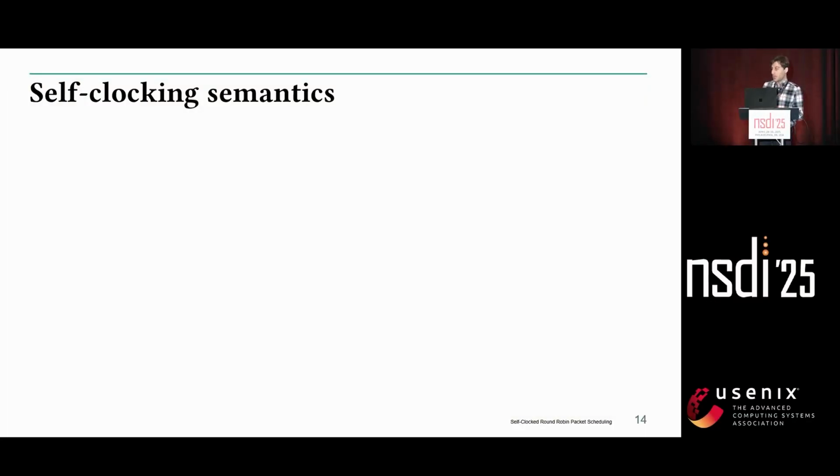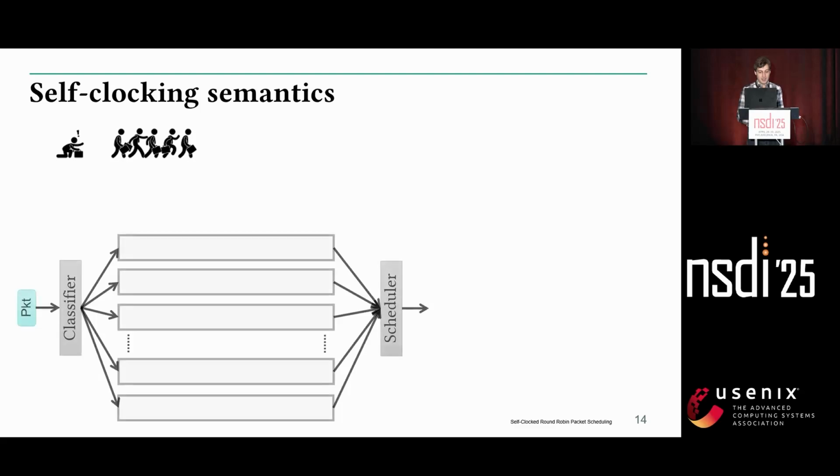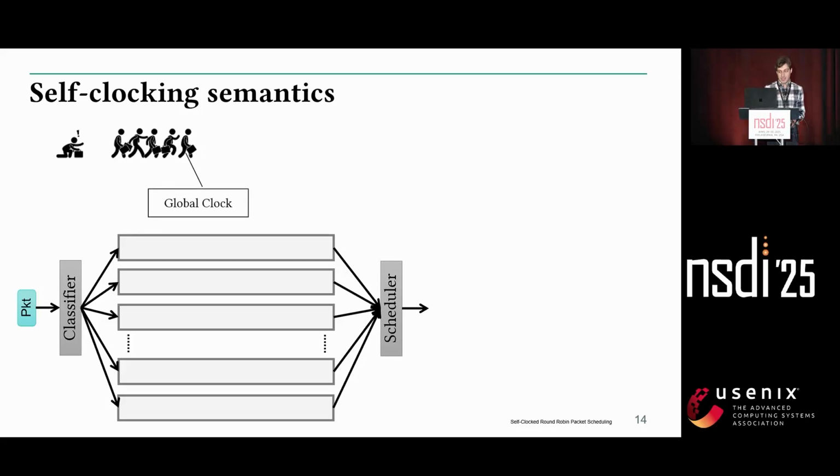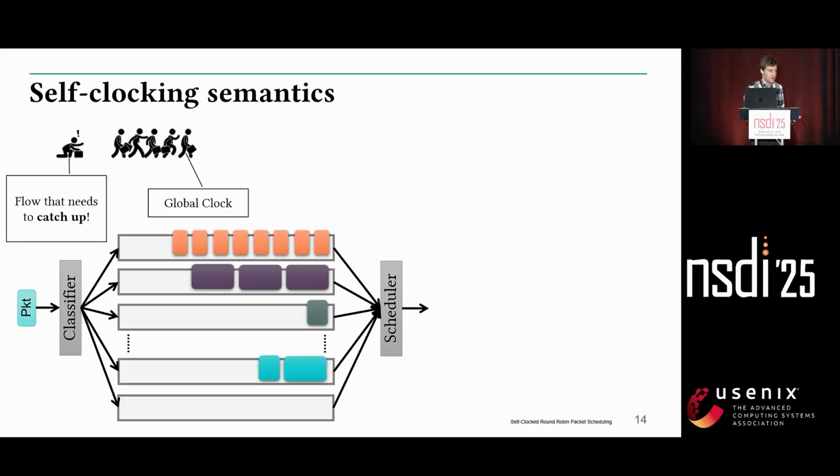The intuition behind SCRR is that the self-clocking semantics can help remove the rigid quantum. In SCRR, flows are identified using a classifier, and each has its own subqueue. The flow that has made the most progress defines a global clock for the scheduler, and the job of the scheduler is to help advance all the flows in a fair manner while helping the lagging flows catch up to the global clock.